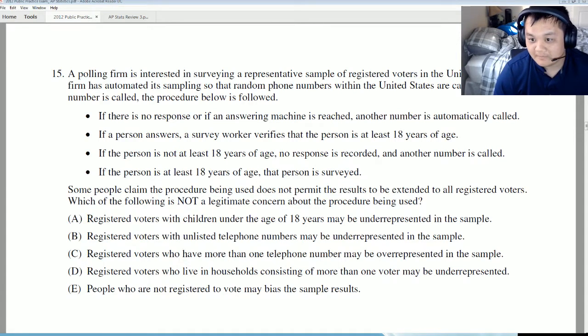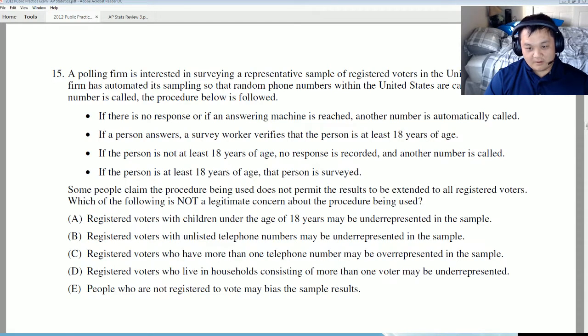Registered voters who live in a household consisting of one or more, it is reasonable, because that will not skew the data. Does that make sense? The husband and wife can have different political views, but the chance of that happening is not a lot, so that's why it's not a concern.